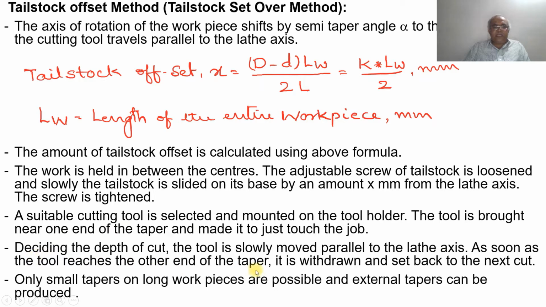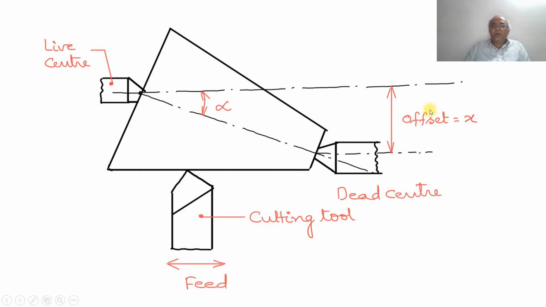As soon as the tool reaches the other end of the taper, it is withdrawn and set back for the next cut. So only small tapers on long workpieces are possible, and external tapers can be produced. This is how it works with the tailstock offset.